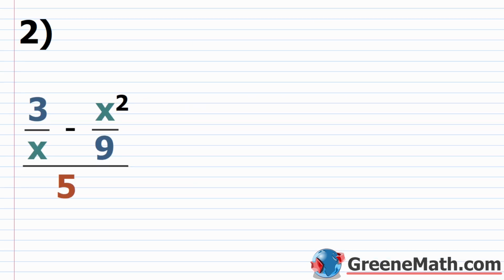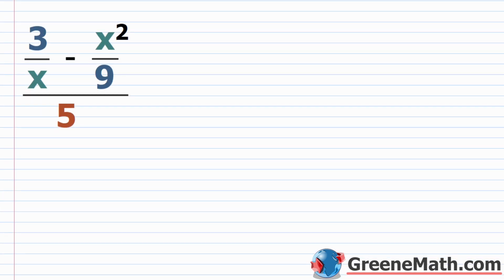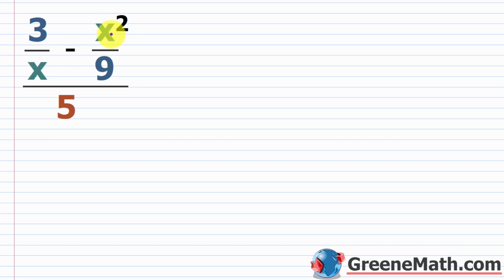Okay, for problem number 2, let's scroll down here a little bit. We've got 3 over x minus x squared over 9, and this is over 5. I'm just going to write this again for clarity as 5 over 1. You don't need to do that, but it's just something I like to do. So I have a denominator of x, and then 9, and then 1. So what's the LCD? In this case, it's just 9 times x.